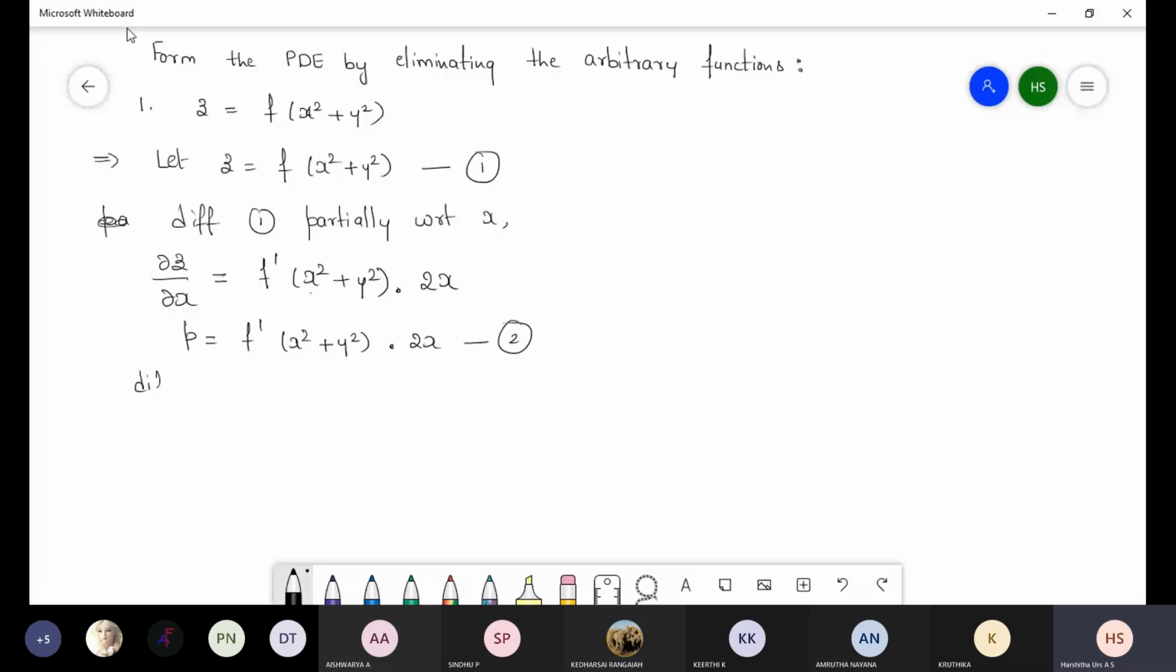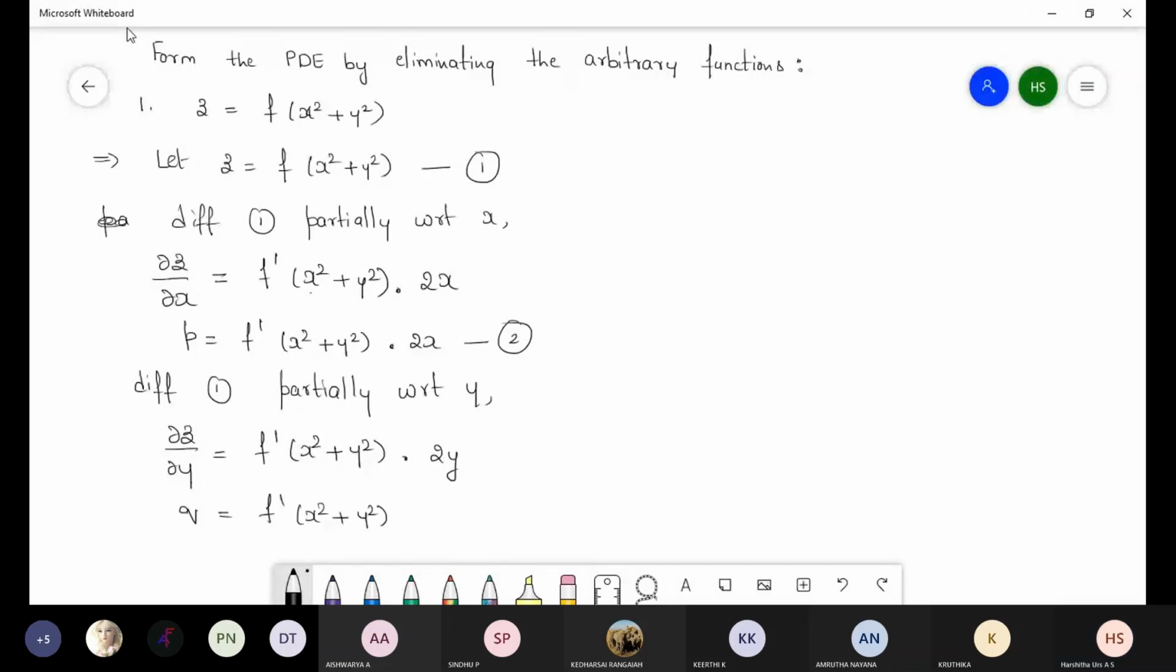Now differentiate equation 1 partially with respect to y. So dou z by dou y is equal to f dash of x square plus y square, and the differentiation of y square is 2y. So dou z by dou y, which is q, is equal to f dash of x square plus y square into 2y. Call this equation 3.